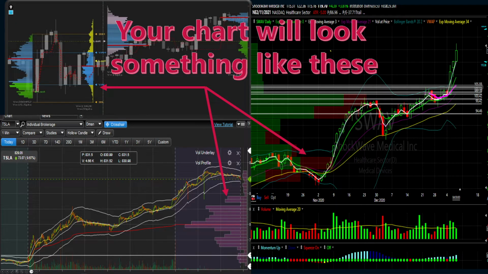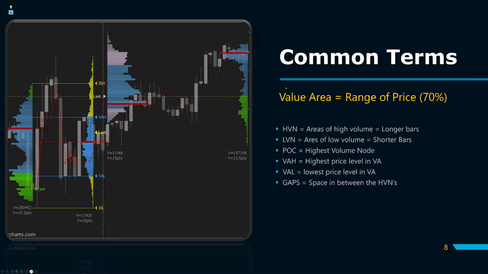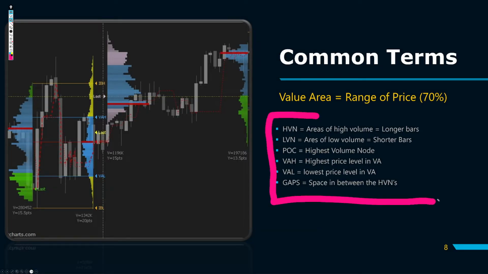Okay. Now let's get back to the volume profile lesson. All right, so these are common terms right here. A lot of people will put in what's called an HVN, a high value node, and it's areas of high volume or longer bars. Areas of lower volume are LVN. Okay? Low volume nodes, right?